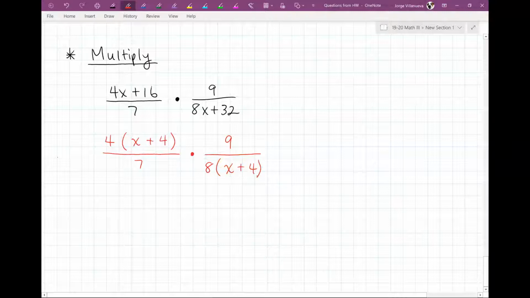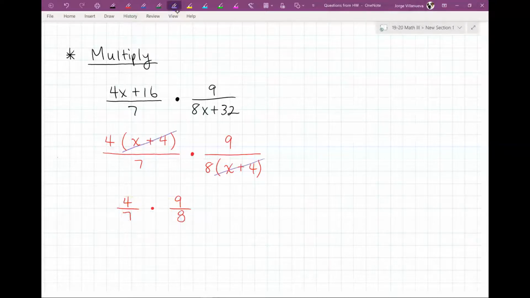Okay, now what you're going to want to do is cancel out what you can. So I'll start off, let's just get rid of our big parentheses here. So this x plus 4 will cancel out with this x plus 4. So let me just rewrite my fractions really quick. 4 over 7 times 9 over 8.